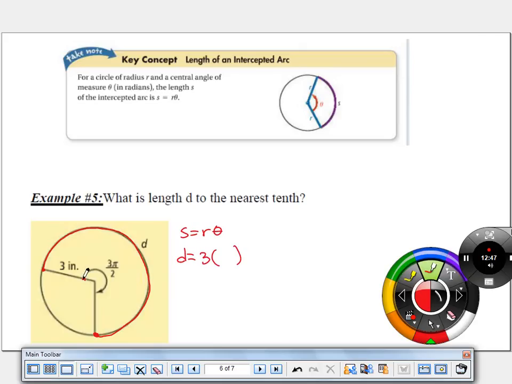times the angle measure, which is this here, which they tell us is 3 pi over 2. And so we would just get that the length of that arc is 9 pi over 2.